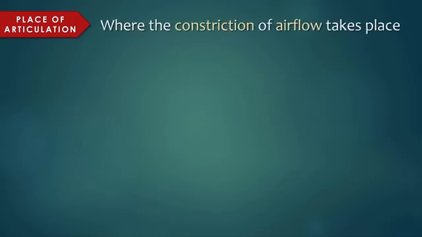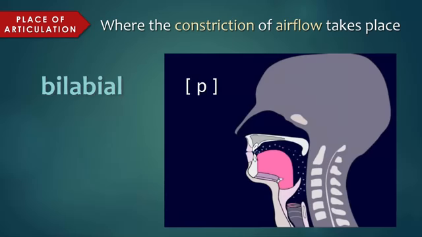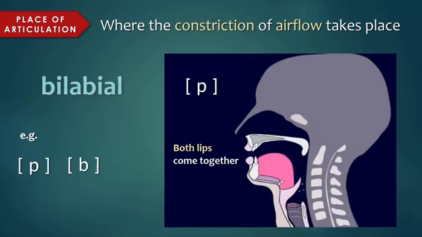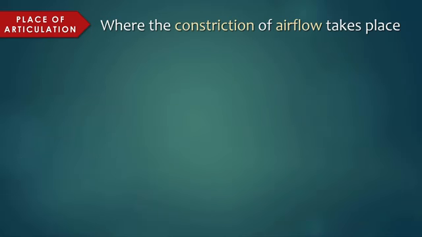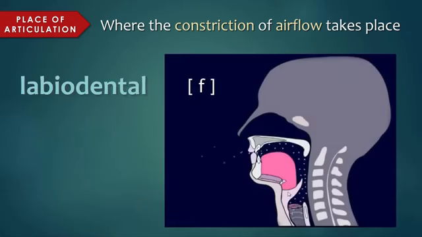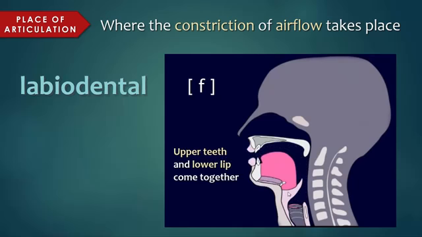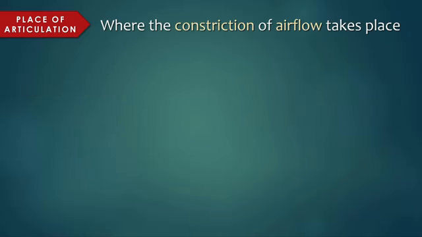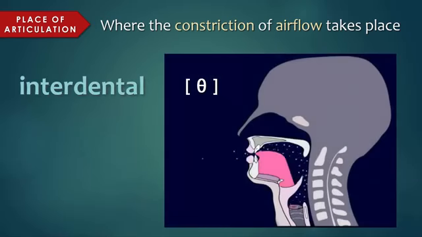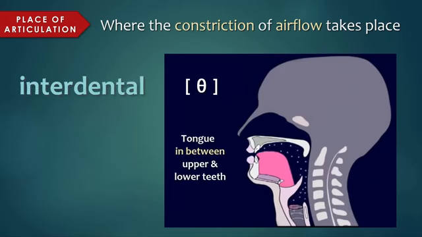Place of articulation refers to where in the vocal tract the constriction of airflow takes place. Bilabial sounds are produced with both lips, like p, b, m. Labiodental sounds are produced with the upper teeth and the lower lip, such as f, v. Interdental sounds are produced with the tongue in between the upper and lower teeth, such as th, th.